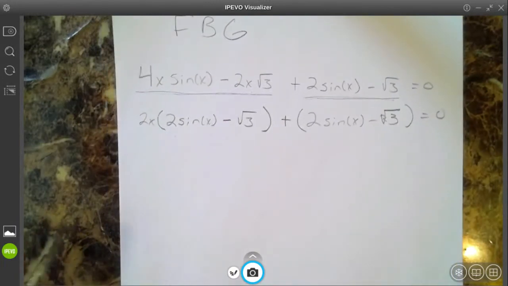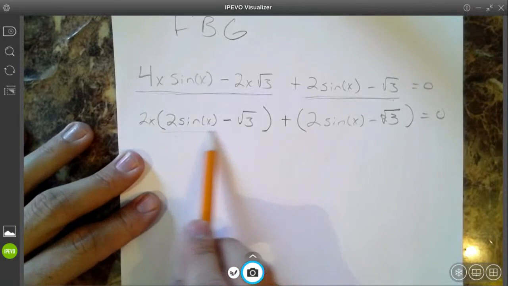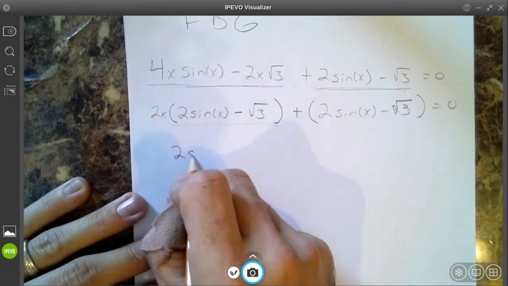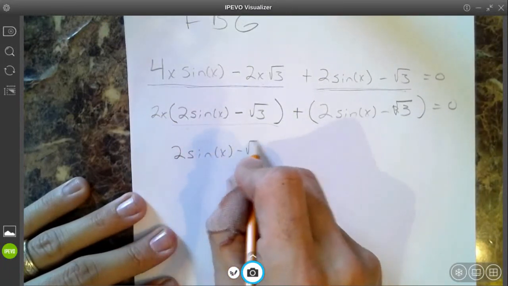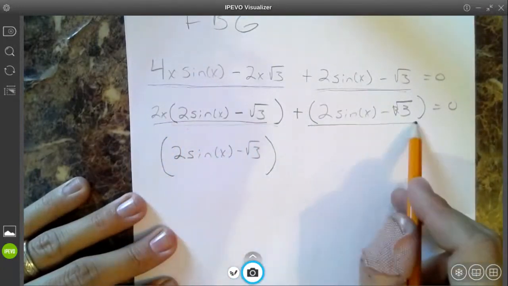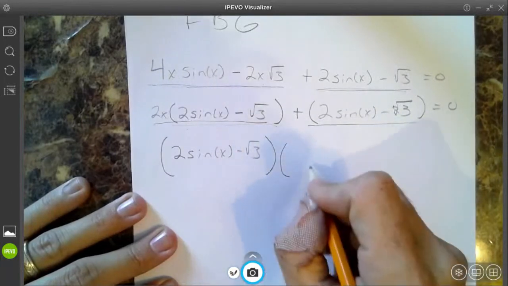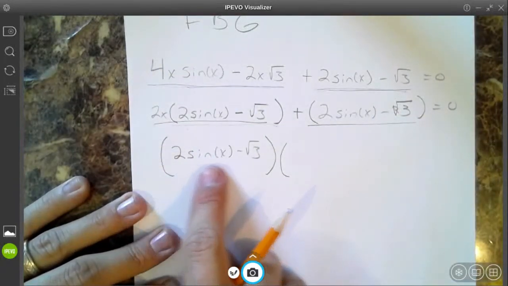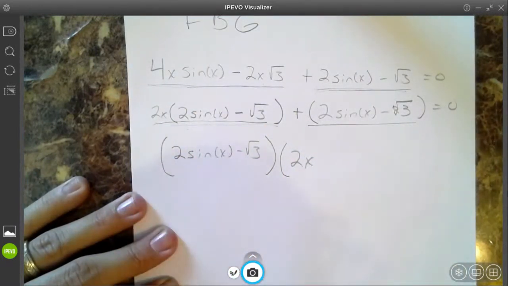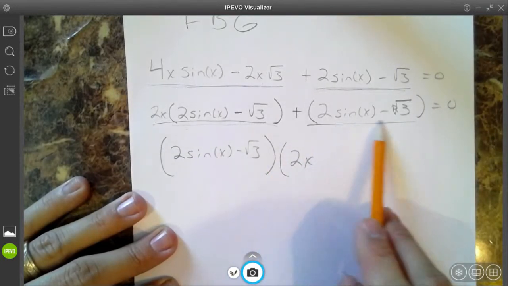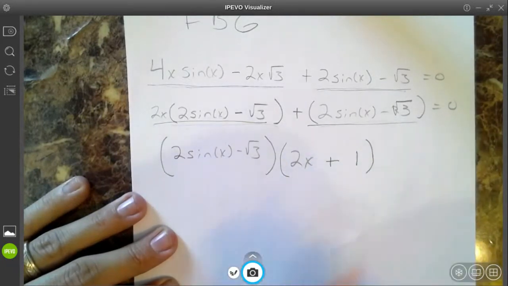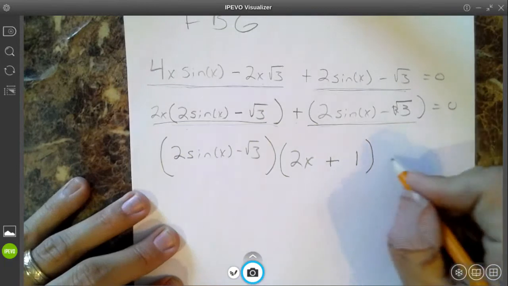So now I'm going to take the 2 halves, and I'm going to factor out that giant piece in parentheses because they have that giant piece in common. So 2 sine of x minus root 3 is what I am factoring out from both halves. The first half, I'm taking that 2 sine x minus root 3 away from it, so there's just a 2x left over. And whenever I take the 2 sine x minus root 3 away from this half, I'm just left over with a 1. It was a plus sign, so I had the plus sign there.